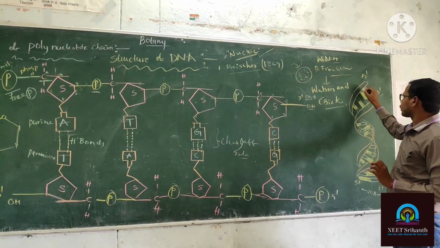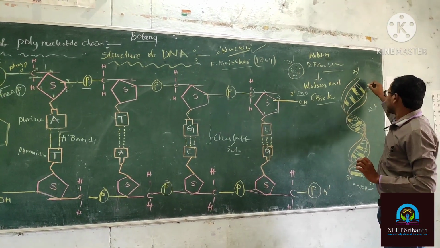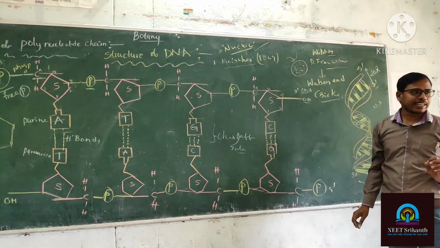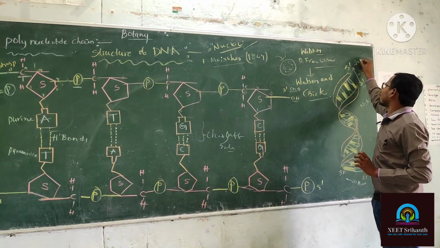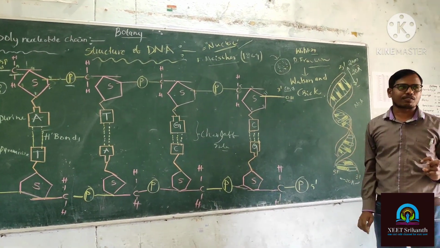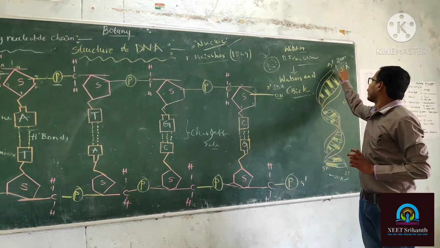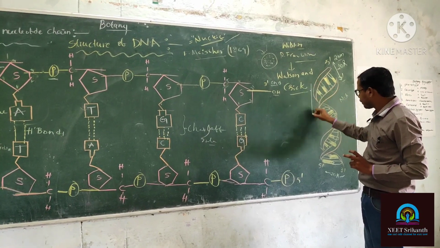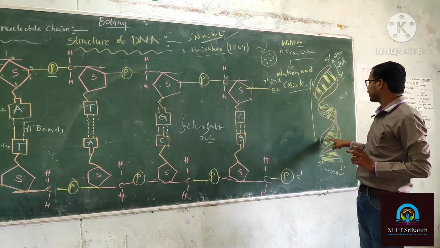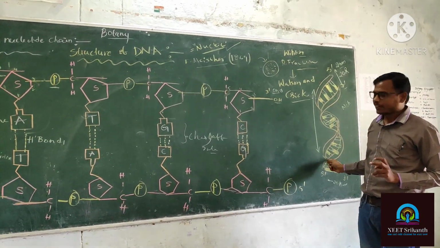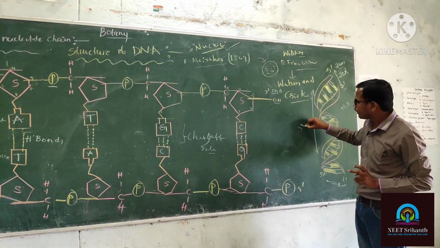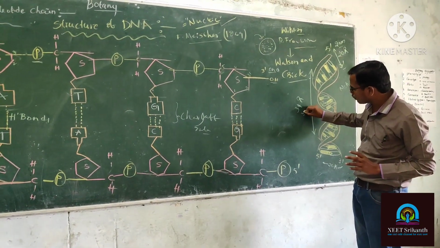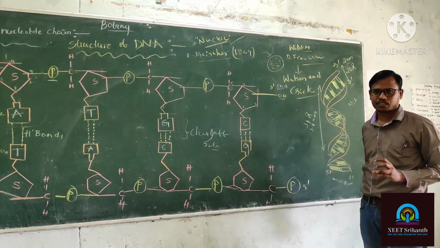Strands distance. The double helix has two polynucleotide strands. Between the two strands, what is the distance? 20 angstroms, or 2 nanometers. You can also observe the distance between the two coils of the DNA, which is nearly 34 angstroms, that is also 3.4 nanometers.